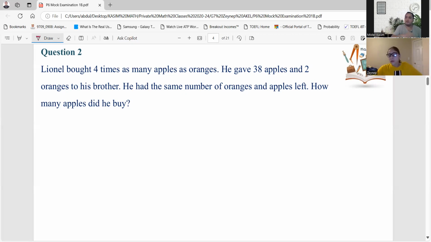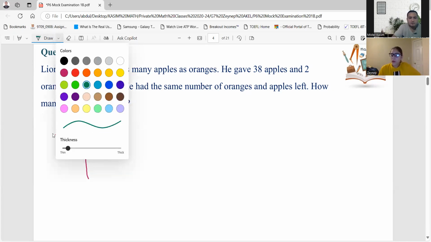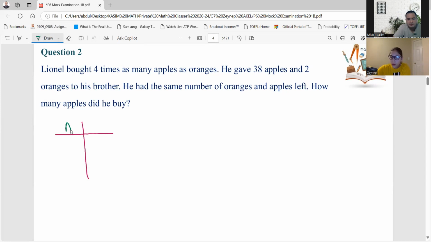Now give a try, Zeynep. First, draw a table. So suppose that the first column represents the number of apples. The second one is oranges, right? In the first case, it says Lionel bought 4 times as many apples as oranges. So suppose that the number of oranges is n. Then that would be 4 times n. Okay, that's the first case.